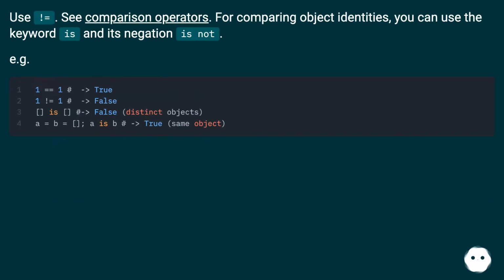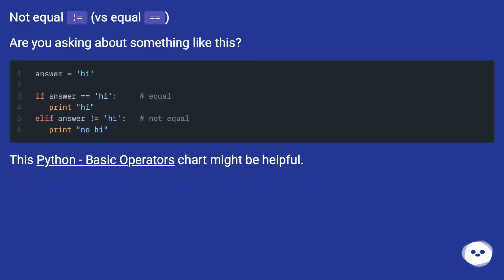Use not equal. See comparison operators. For comparing object identities, you can use the keyword is and its negation is not. Not equal versus equals, smiley face. Are you asking about something like this? This Python basic operators chart might be helpful.